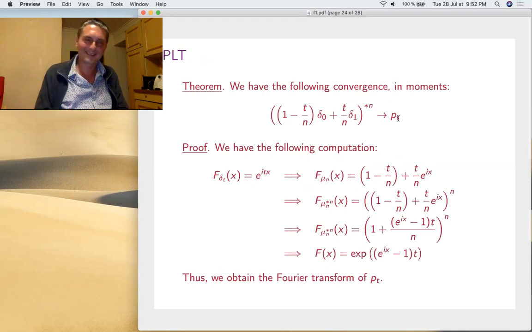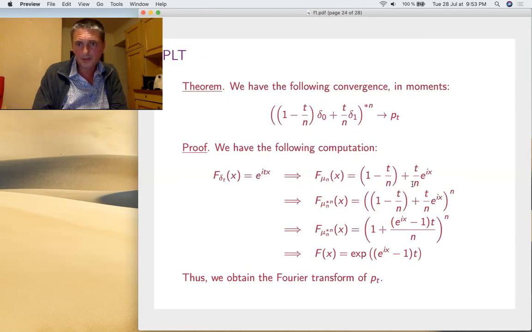It comes from limiting theorems. So how to do this? We'll do it with Fourier. We'll compute the Fourier transform of this, and we'll get this guy here, the Fourier transform of Poisson of t. So on Dirac masses, Fourier is like this. So now I have two Dirac masses here.